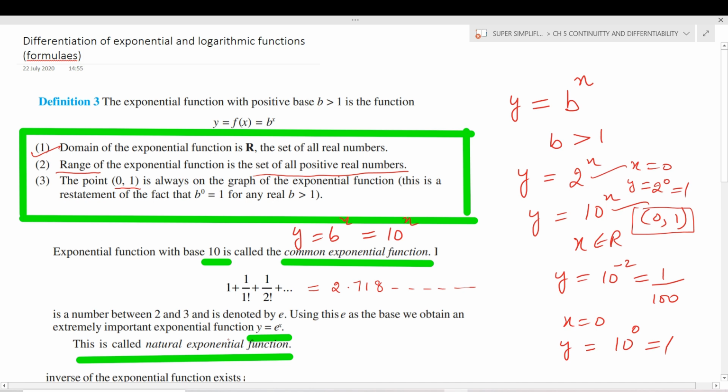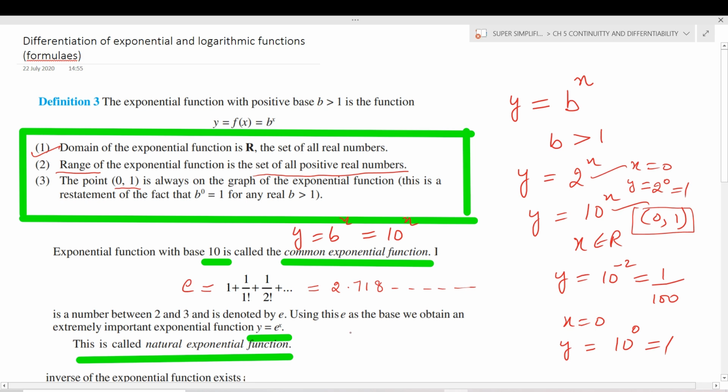Let us see what the natural exponential function is. So define a number 1 plus 1 by 1 factorial, plus 1 by 2 factorial, and so on. If you add up this series, you get an irrational number, which is 2.718, and it is a non-terminating, non-repeating decimal. This number is called e. It is denoted by the symbol e.